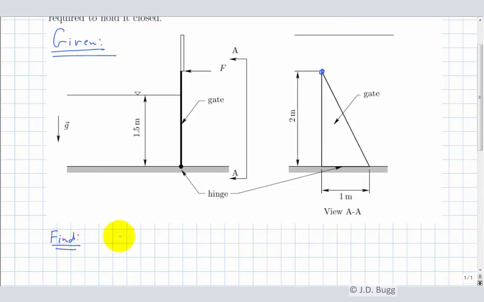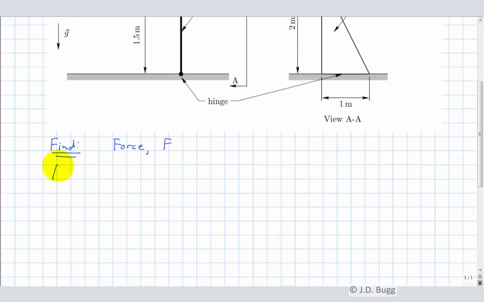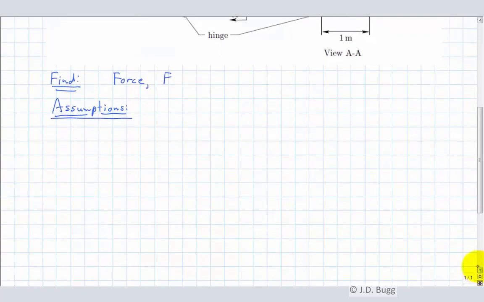And what we're asked to find in this case is just the force F, shown on the diagram, so that guy right there. So we need a list of assumptions. And we'll be filling in these assumptions as we make them later on in the analysis. So I'll start my analysis here.